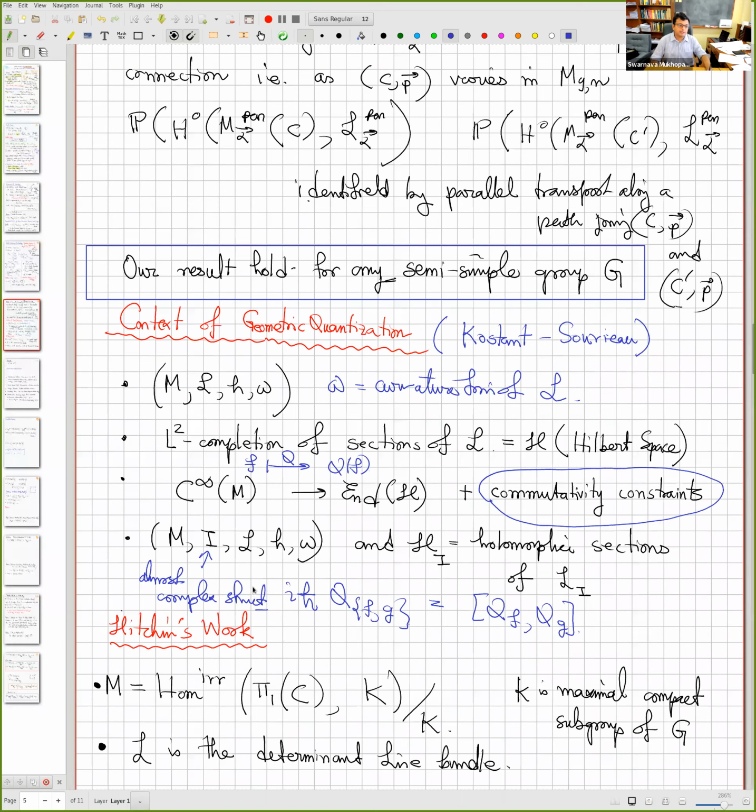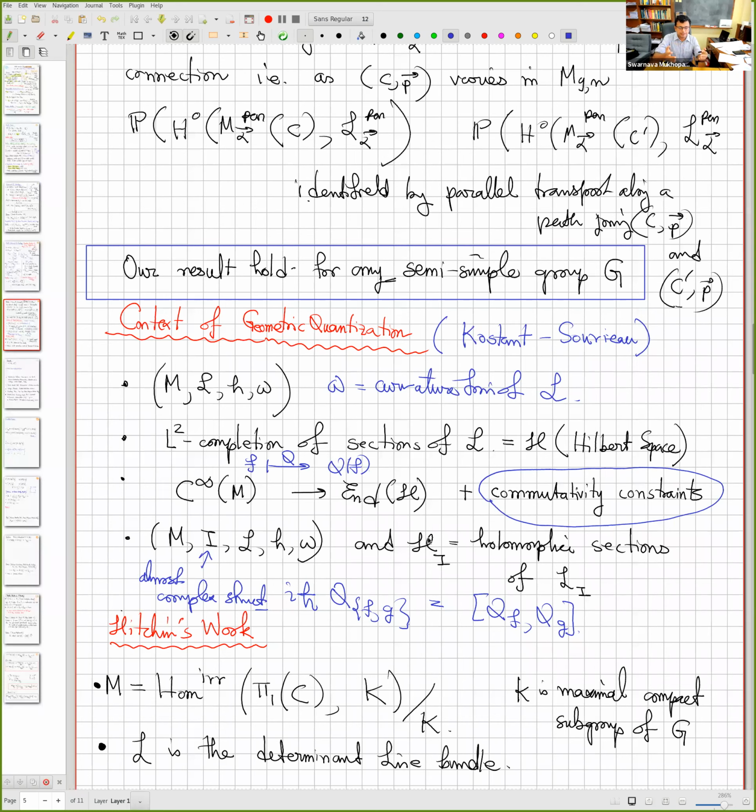And under this almost complex structure, L becomes a holomorphic line bundle, and H_I is replaced by the holomorphic sections of the holomorphic line bundle L_I. Okay, so this quantization is exactly the same process where you are building up some Hilbert space, starting with some data of these line bundles. Now a natural question from the viewpoint of quantization is: how do the Hilbert spaces that I construct depend upon the almost complex structure I chose?